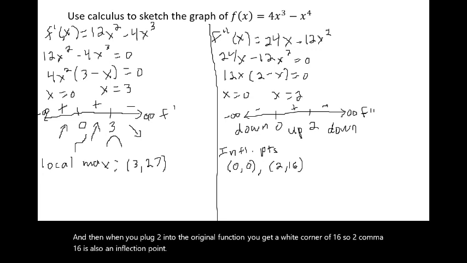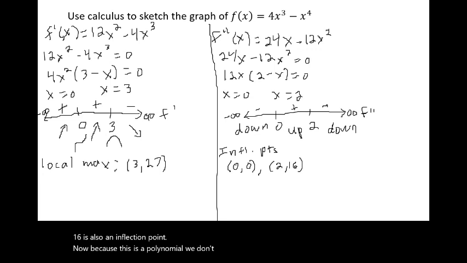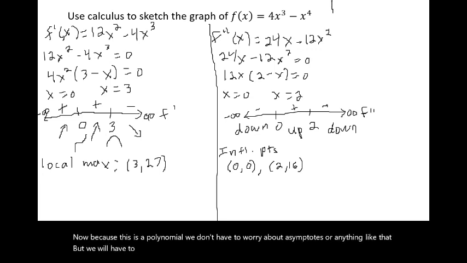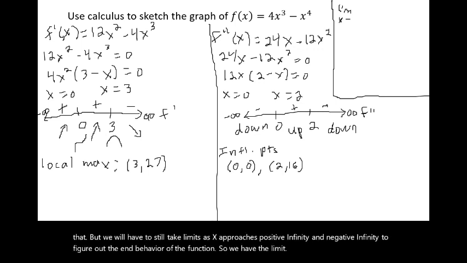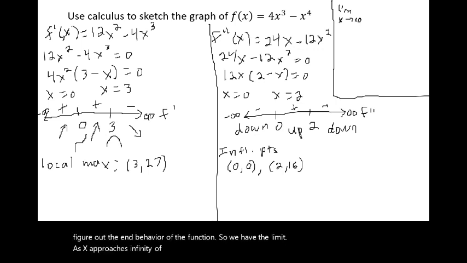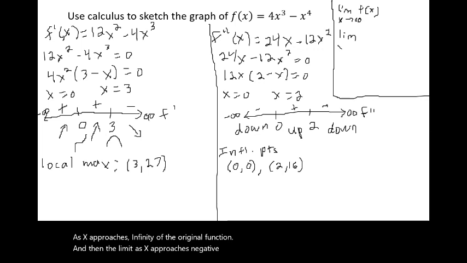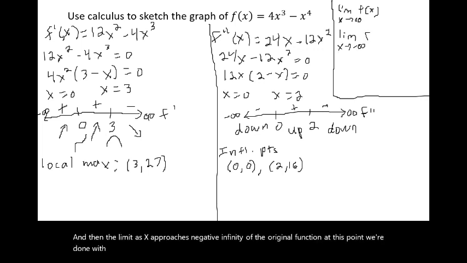Now, because this is a polynomial, we don't have to worry about asymptotes or anything like that, but we will still have to take limits as x approaches positive infinity and negative infinity to figure out the end behavior of the function. So we have the limit as x approaches infinity of the original function, and then the limit as x approaches negative infinity of the original function. At this point, we are done with the derivatives. We're going to be working with the original function for the rest of this.